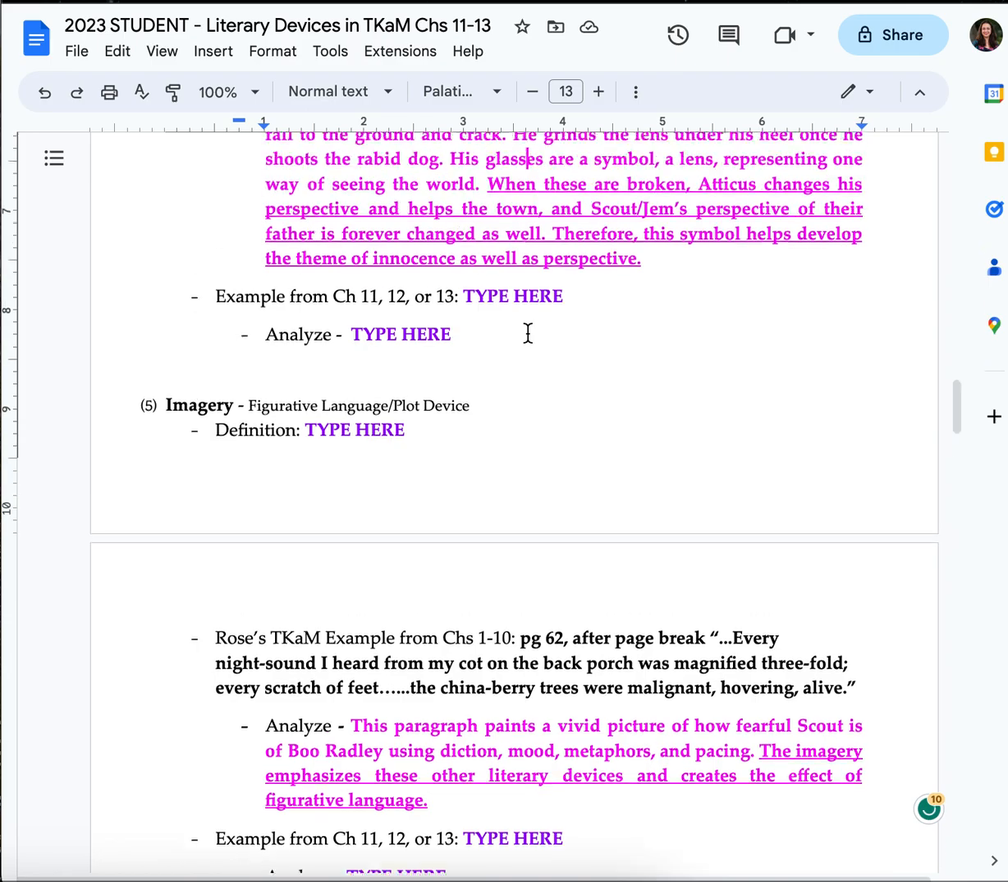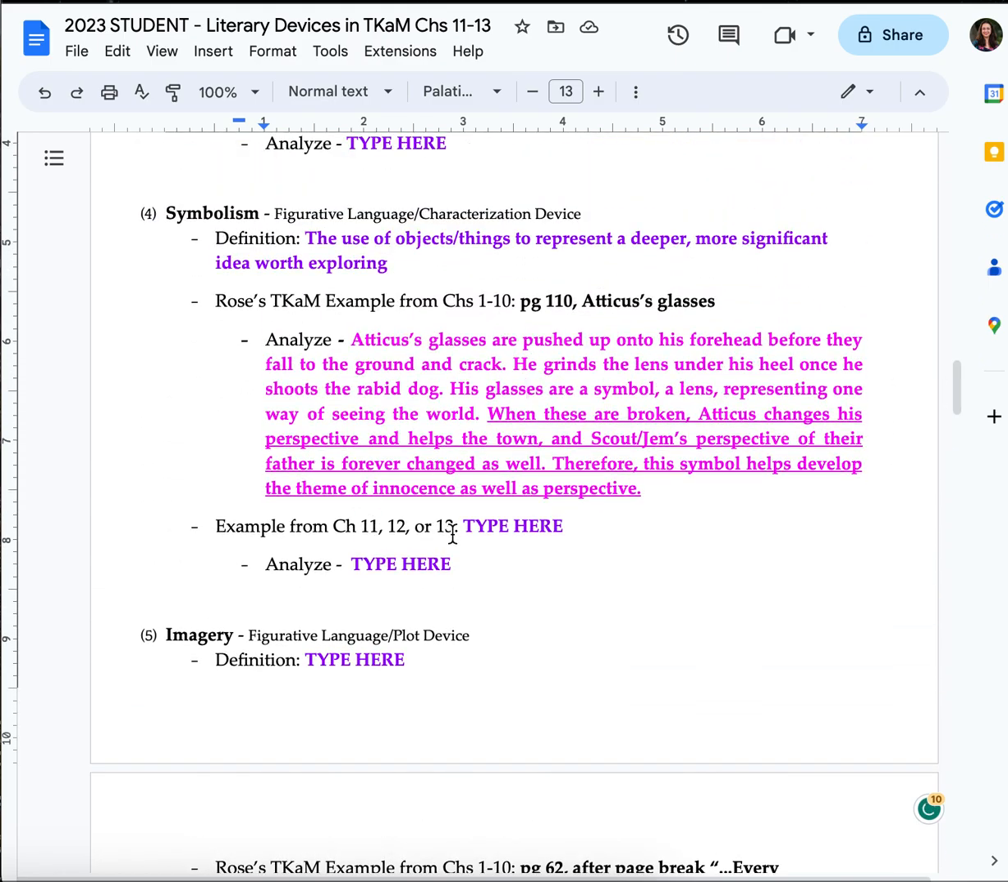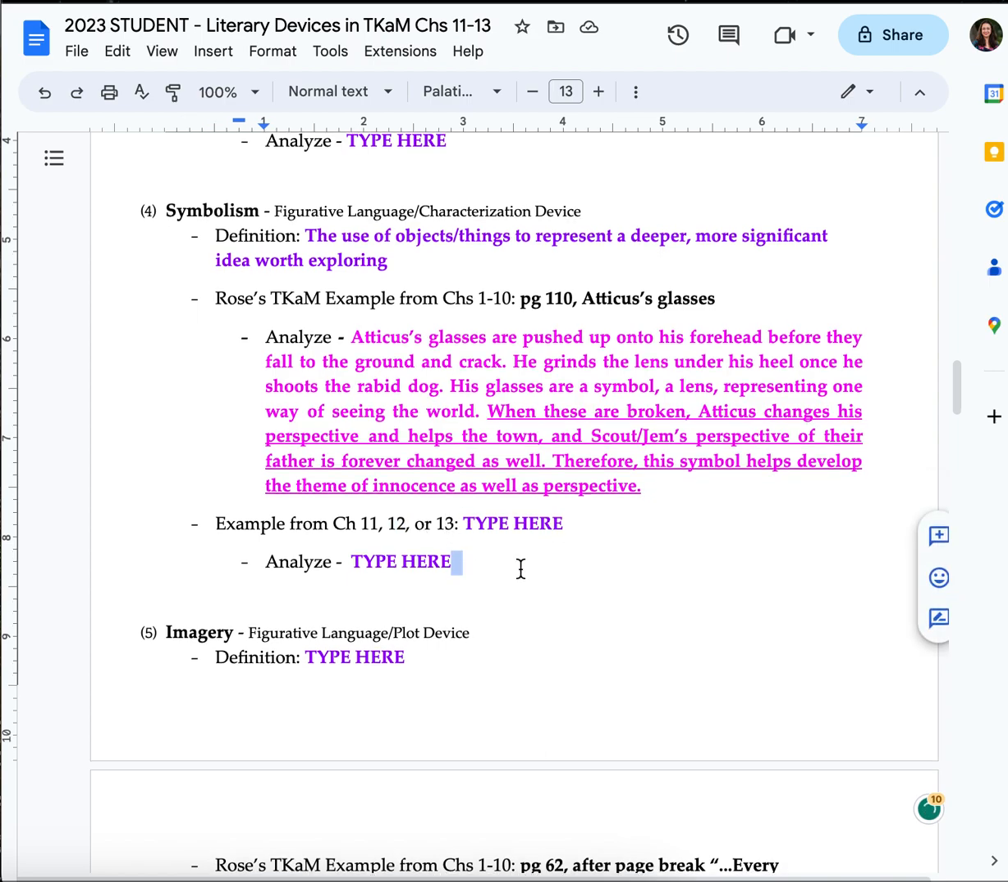Cool, that's symbolism. In your chapters, you've got 11, 12, or 13. In 11, you have some particular imagery from Mr. Bose's chapter. I probably covered some of that in class, so I don't want to give you too many hints. In 12, think about the church. And then, I'm not going to give you any hints on 13 either.